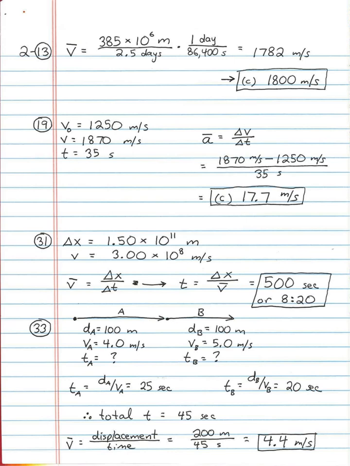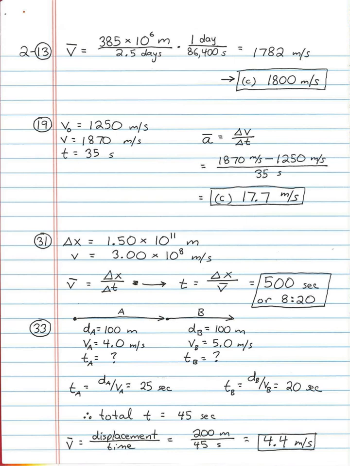So average speed is going to be the distance over the time. 385 times 10 to the 6 meters, divided by 2.5 days. The reason I did meters is because the multiple choice answers are all in meters per second, so we're going to want to put that in meters right away. And we need seconds. So a day is 86,400 seconds. And we get 1782 meters per second.